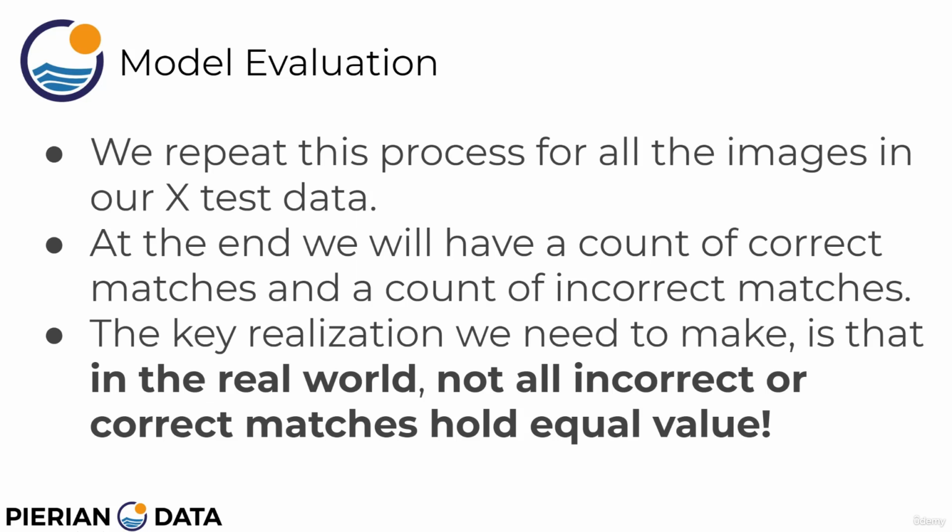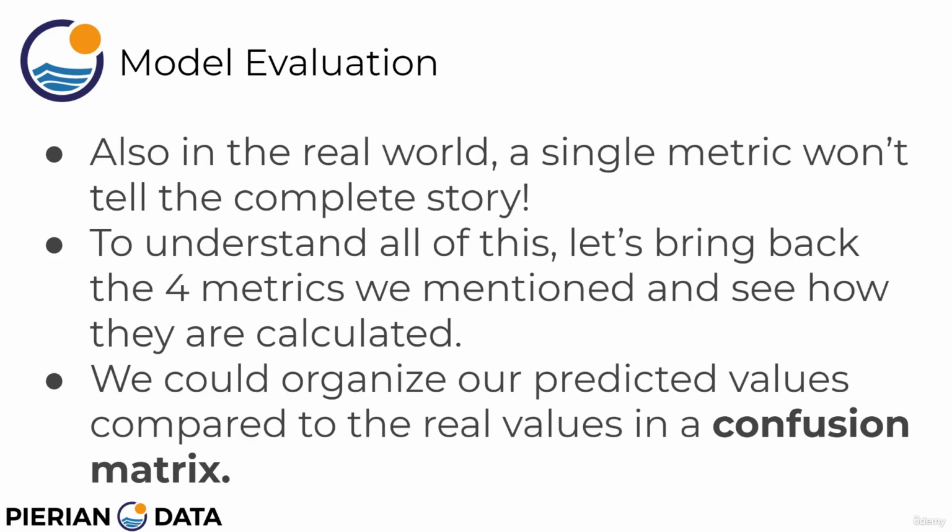We'll repeat this process for all the images in our X test data. And at the end, we will have a count of correct matches and a count of incorrect matches. The key realization we need to make is that in the real world, not all incorrect or correct matches hold equal value. So let's hone in on what we mean by that. In the real world, a single metric won't tell the complete story. To understand all of this, let's bring back those four metrics we mentioned and see how they're actually calculated. We could organize our predicted values compared to the real values in what is known as a confusion matrix.